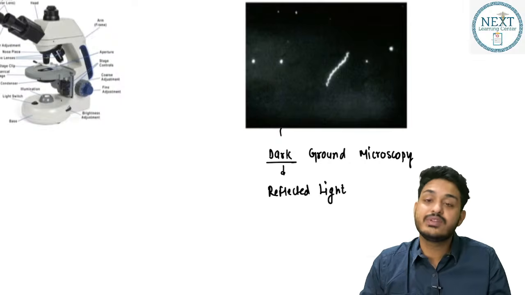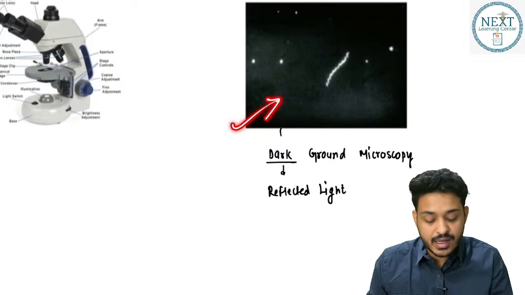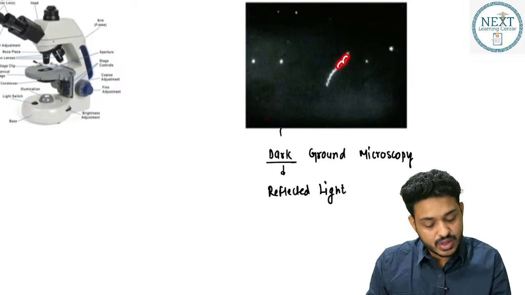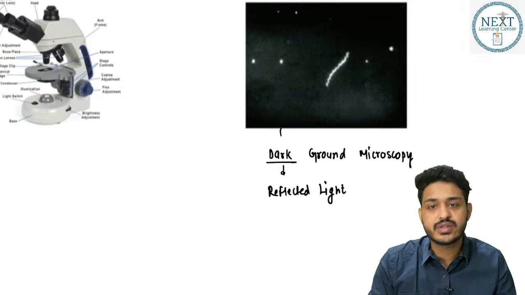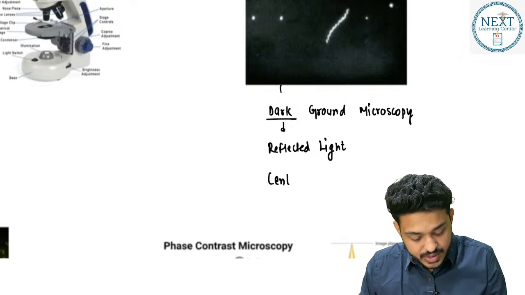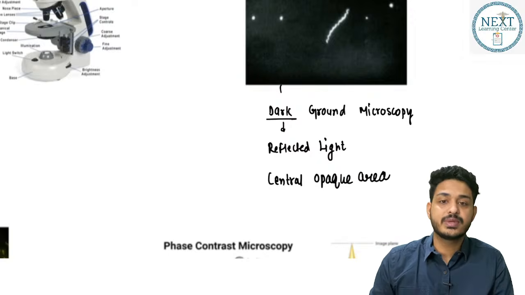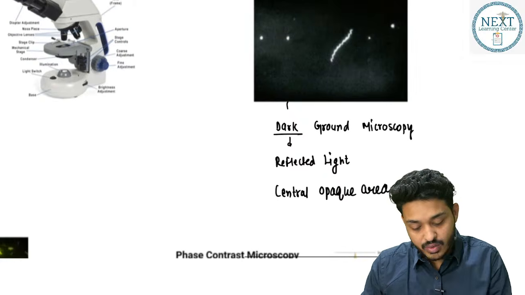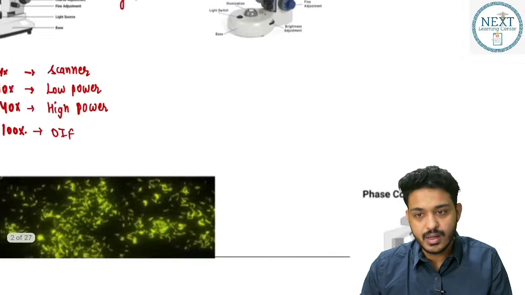What is the special feature through which we are going to get this kind of image? That means the background is going to be black and the organism is going to be shining. That is because of a special structure in your microscope, your central aperture, or central opaque area. The central opaque area is going to cause only the organism to shine up, and the remaining background is going to be black.